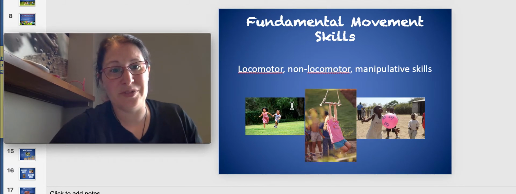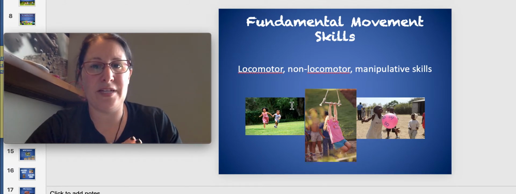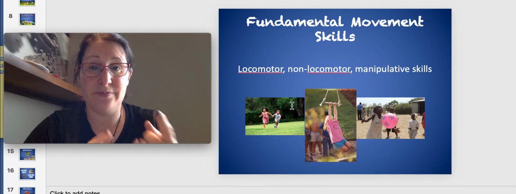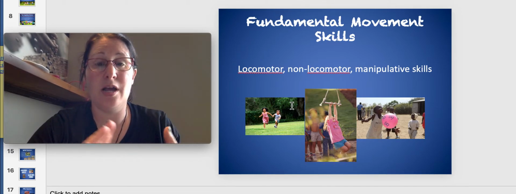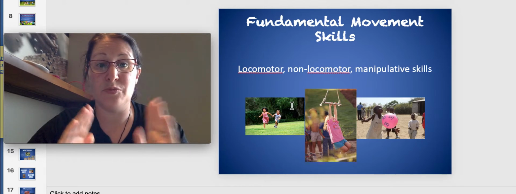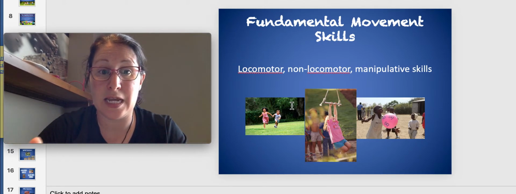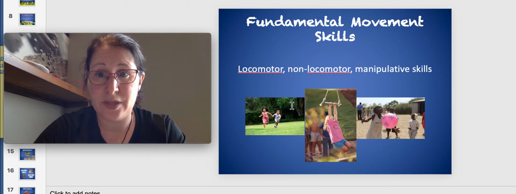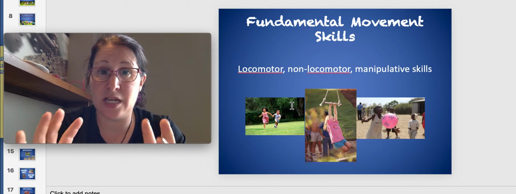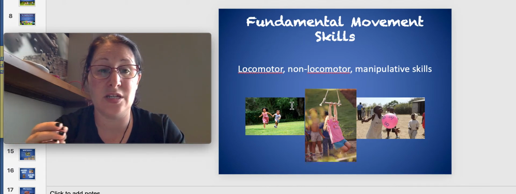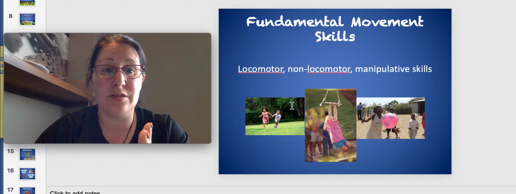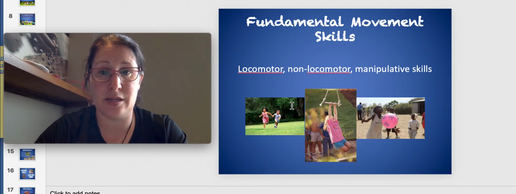Alright, fundamental movement skills. Welcome back. So FMS, fundamental movement skills. There are 3 types: locomotor, non-locomotor, and manipulative. Locomotor means moving from point A to point B. Non-locomotor is staying in one spot. And a manipulative skill is anytime you are moving things using different balls, objects, rackets, anything like that.